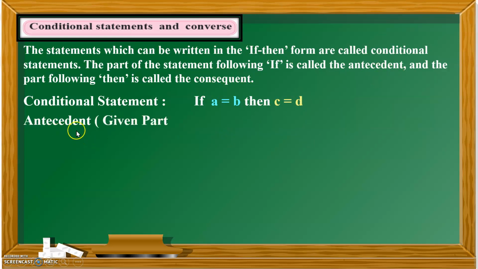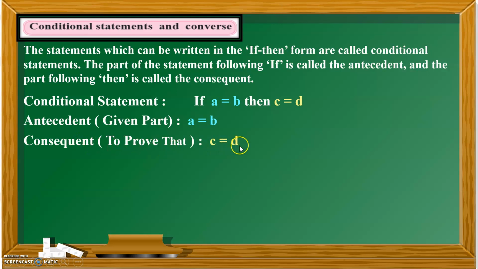So the antecedent, which is also called the given part, is A equal to B, and the consequent is called the to-prove part, which is C equal to D. This is very important when you are writing theorems. We'll be doing many examples to understand this concept.